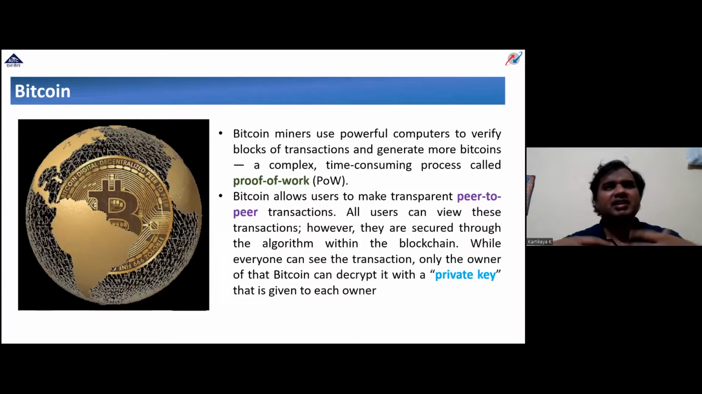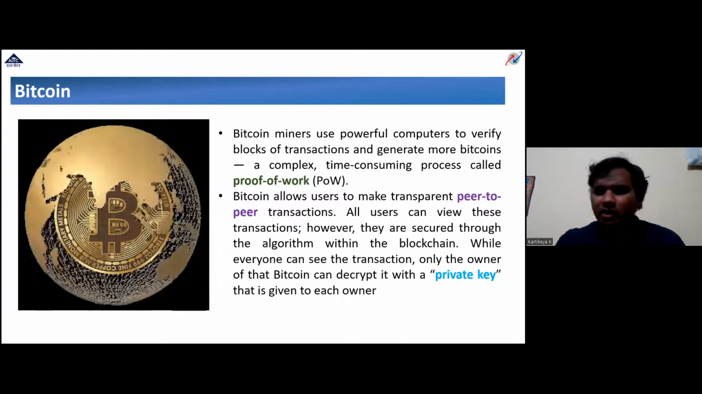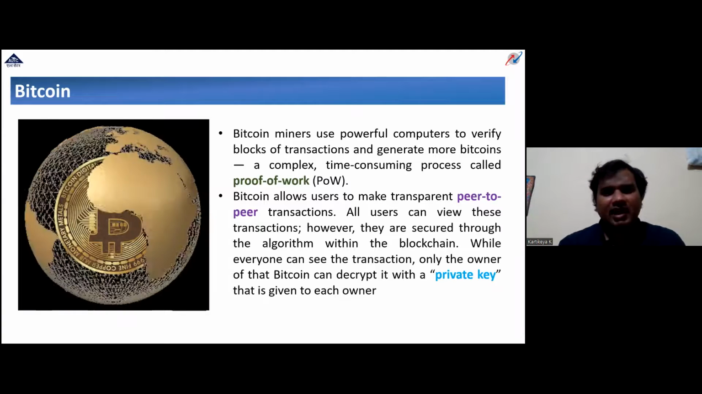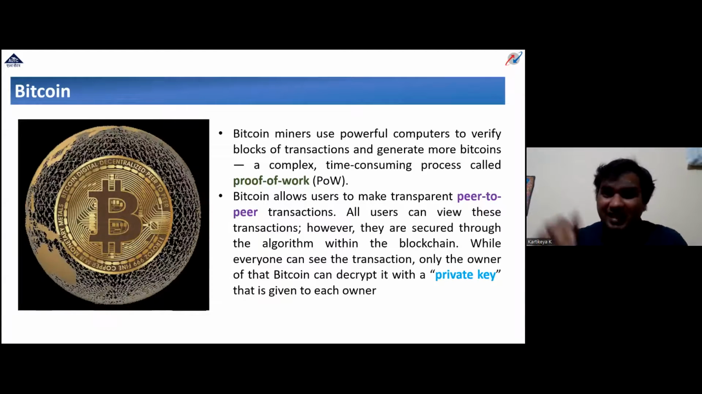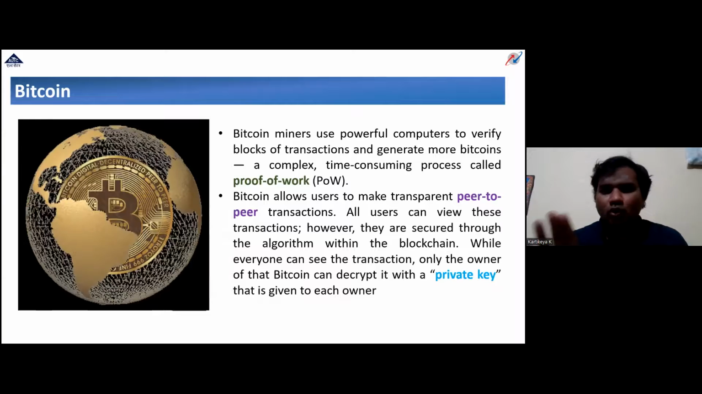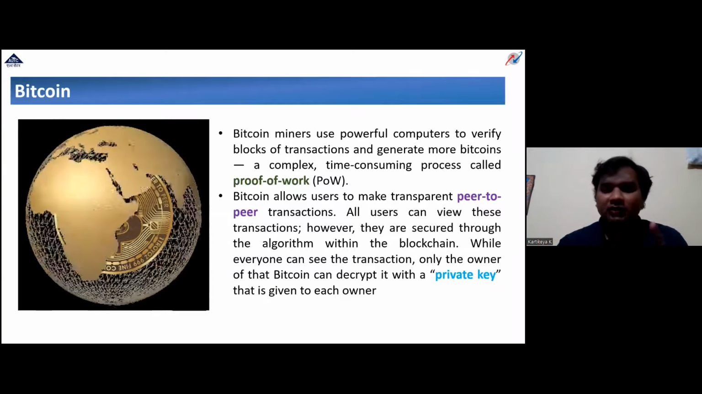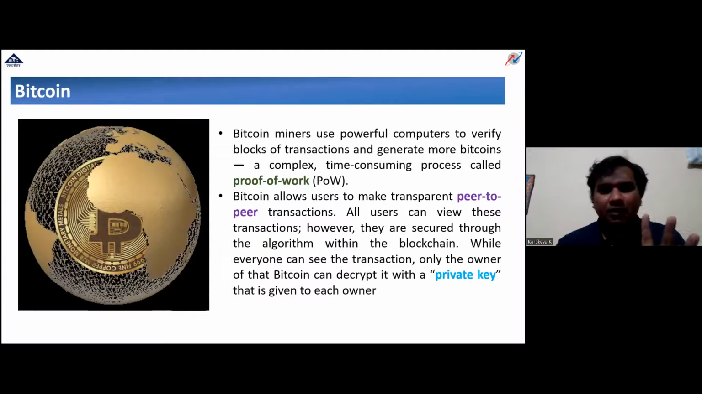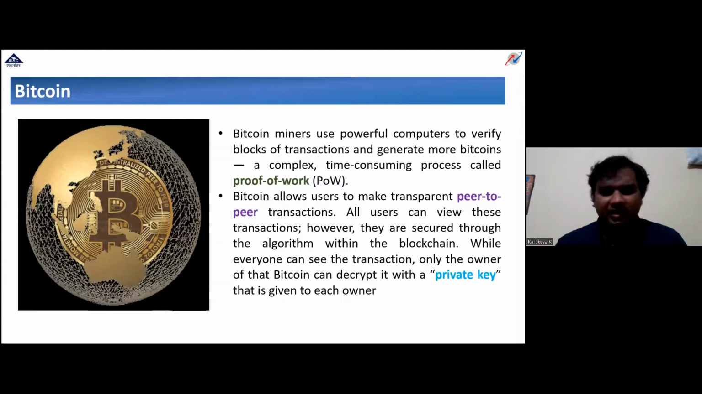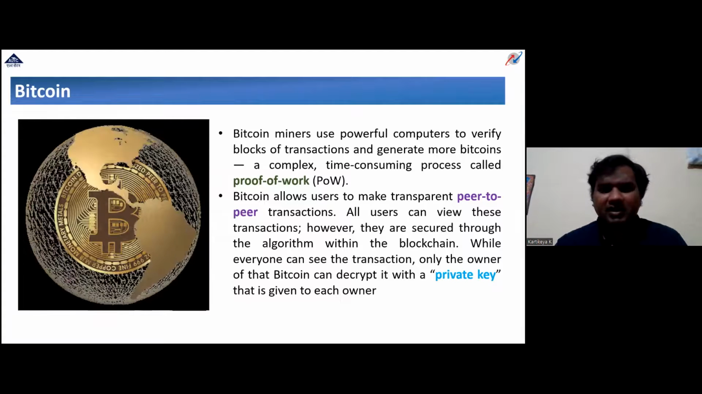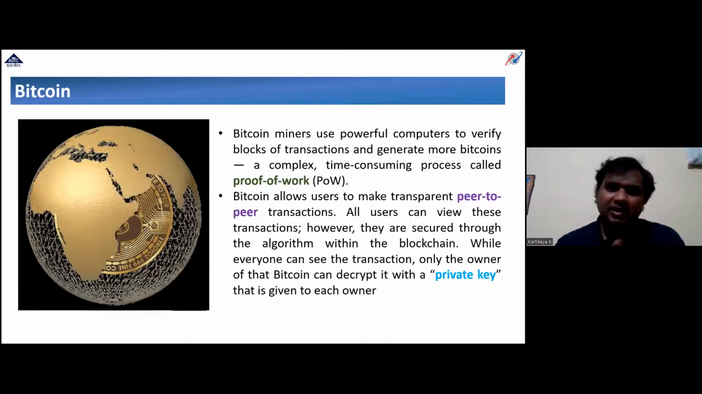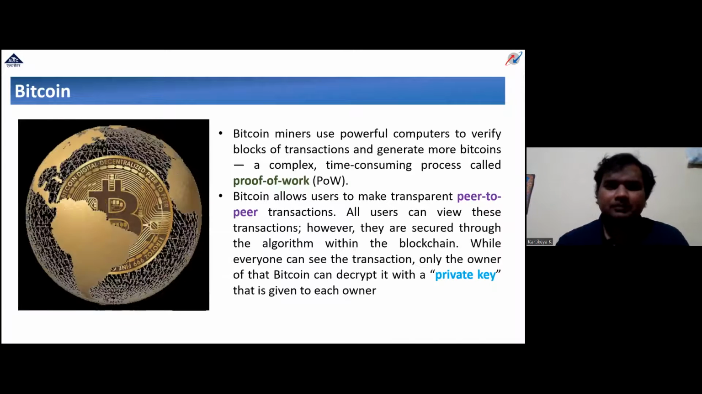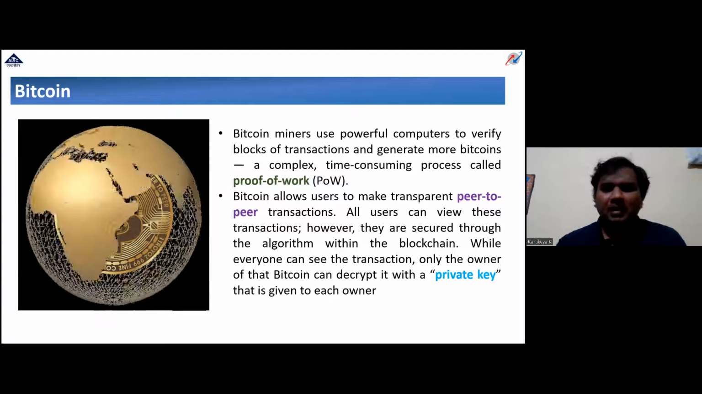Just because it is transparent doesn't mean we can go into the detail of each and every transaction. We can say, okay, this is what has happened, but what has actually happened can be viewed only by the owner with the help of this private key. Each and every owner will have their own private key. That means one owner's key cannot be used to decrypt another's transactions. One-to-one mapping like that.